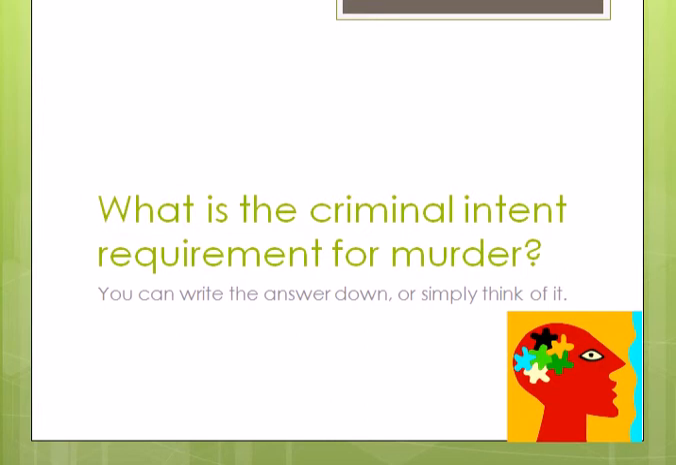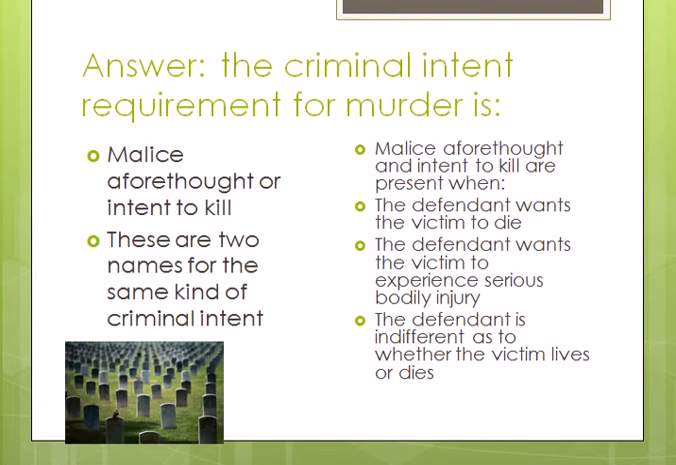Okay, question 2. What is the criminal intent requirement for murder? Answer. The criminal intent requirement for murder is either malice aforethought or intent to kill. Now, malice aforethought and intent to kill are simply two names for the same kind of criminal intent. And malice aforethought and intent to kill are present in 3 situations.